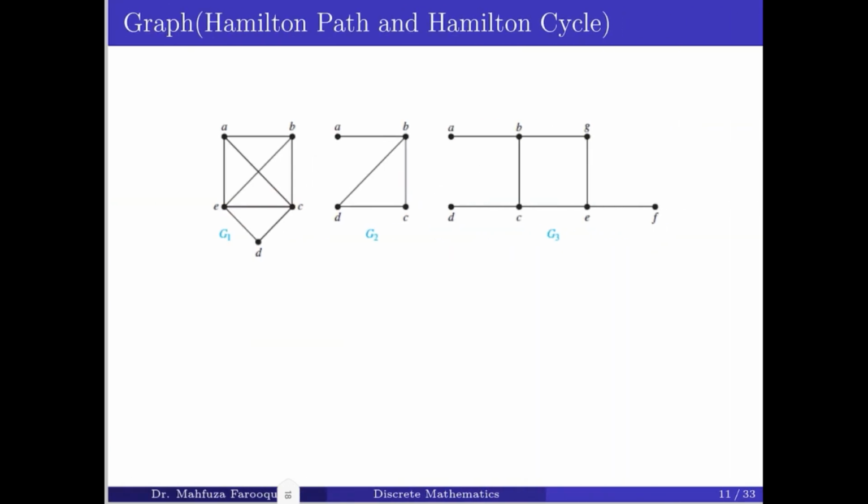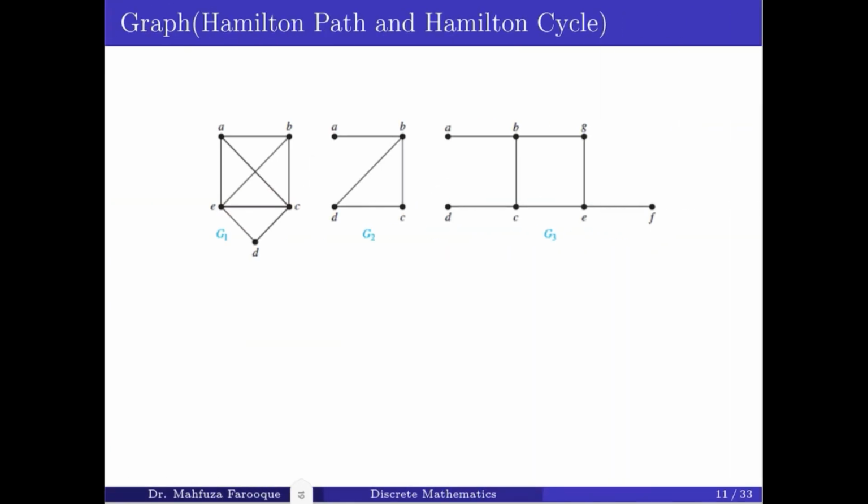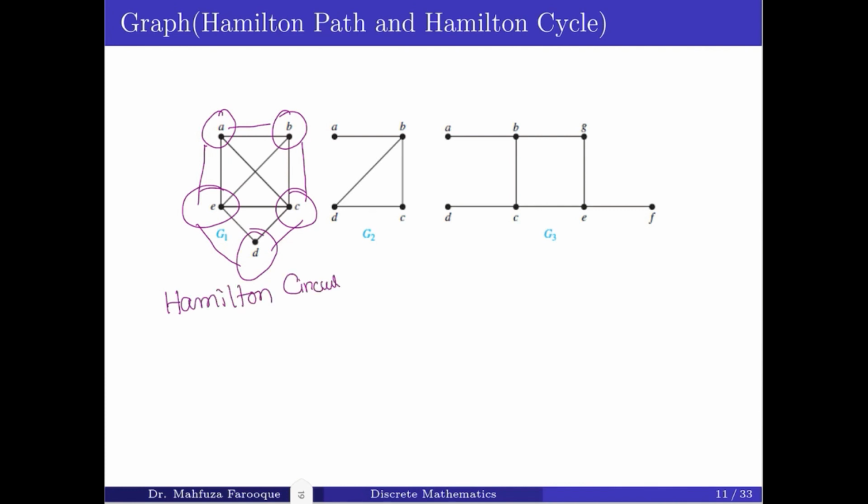So let's see an example. Suppose there are three graphs given here. We will try to find out which one has a Hamilton cycle or path. So this is very simple. For G1, we can go A to B, B to C, C to D, D to E, and E to A. So we can clearly see that we visited every vertex exactly once. We do not need to visit every edge. So there is a Hamilton circuit on G1.